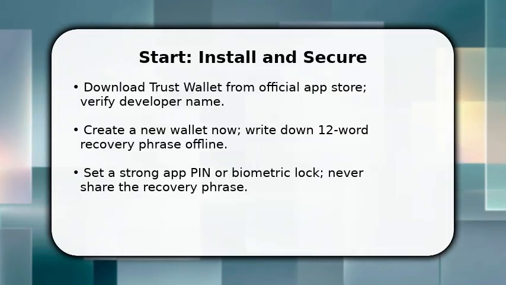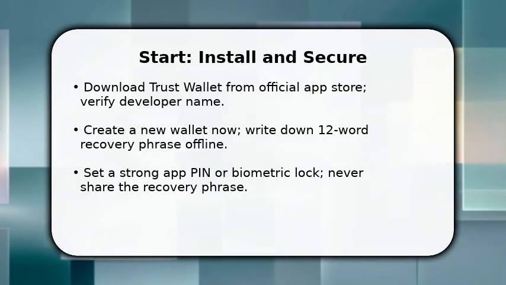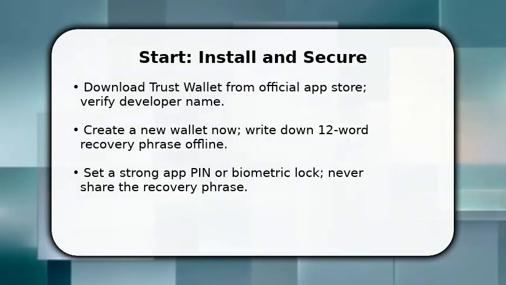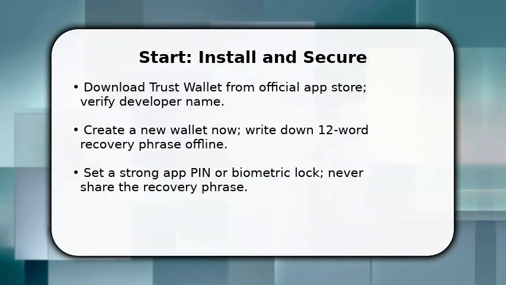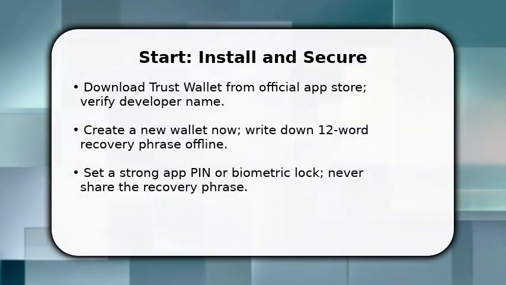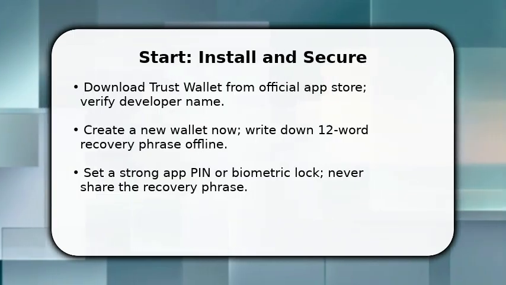You begin by installing Trust Wallet and creating a wallet immediately. Once installed, choose Create Wallet and write the 12-word recovery phrase on paper. Make sure to store it offline and in 2 secure locations. You will be asked to confirm words.